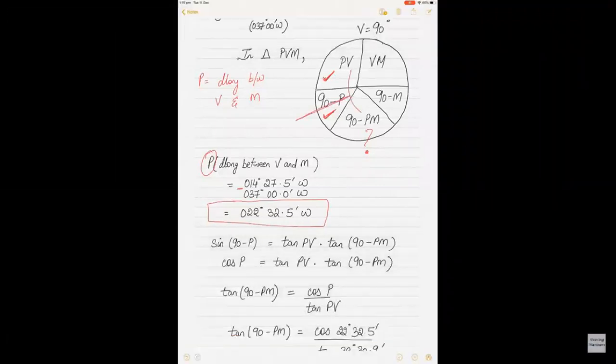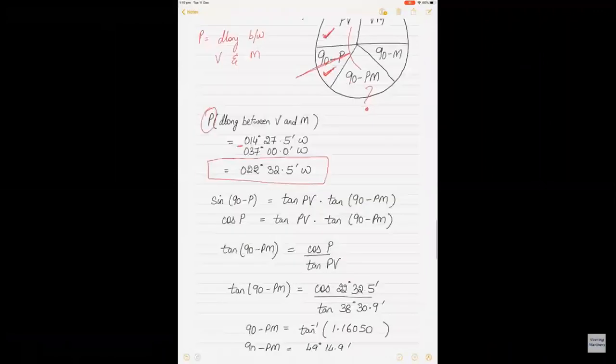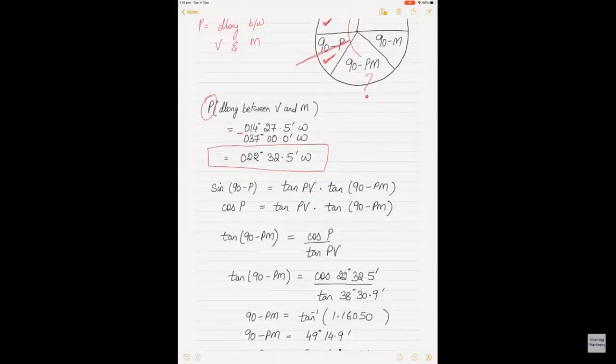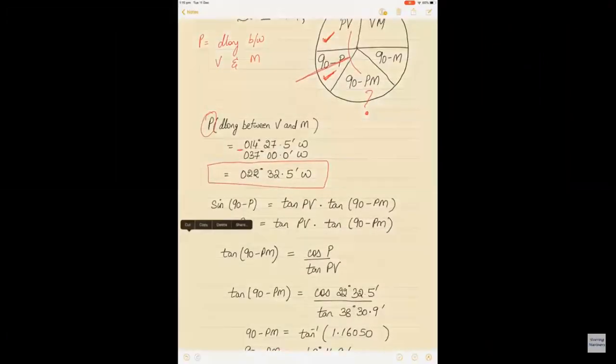The midpoint rule that we use is Napier's rules: sine of the middle is equal to tan of adjacent sides. So that's what I've done here. Sine 90 minus P is equal to tan PV and tan 90 minus PM, so tan 90 minus PV is cos P multiplied by tan 90 minus P.